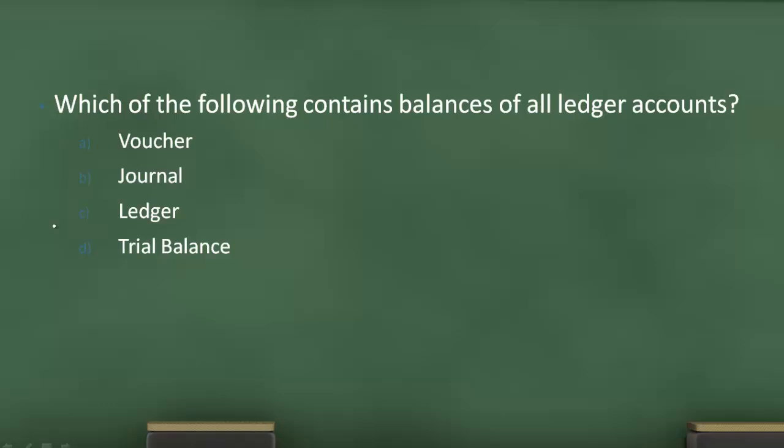Next question. Which of the following contains balances of all ledger accounts? Whether this voucher will contain the balance of all ledger? Answer is no, because voucher is a document which is used to record the financial transaction. It will not have balances of all ledgers. Fine. What about the journal? Journal is also no, because journal would just pass accounting entry from vouchers. Fine. So journal will not give ledger account balances.